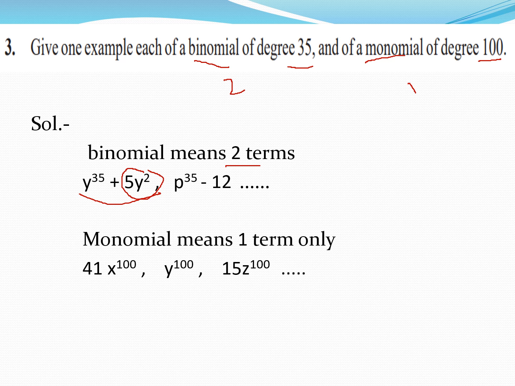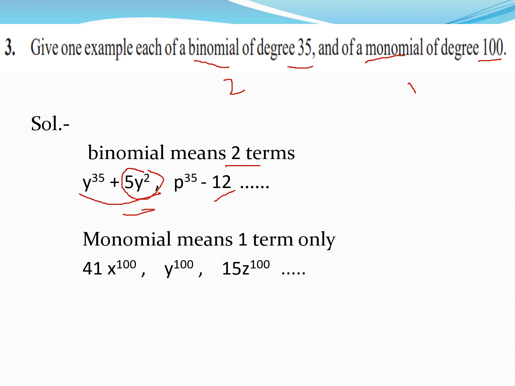For example, second I have written p raised to power 35 minus 12. Now you can see here I have taken variable 5y, and in this I have taken only a constant term. So you can write any binomial, but the degree should be 35. That means the power of the variable should not be more than 35.